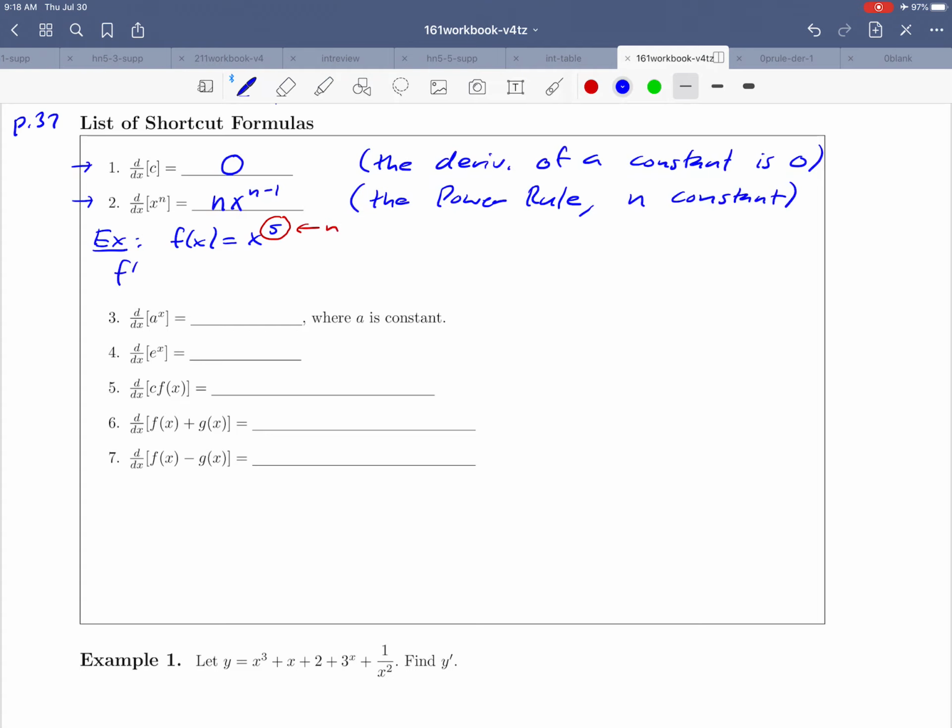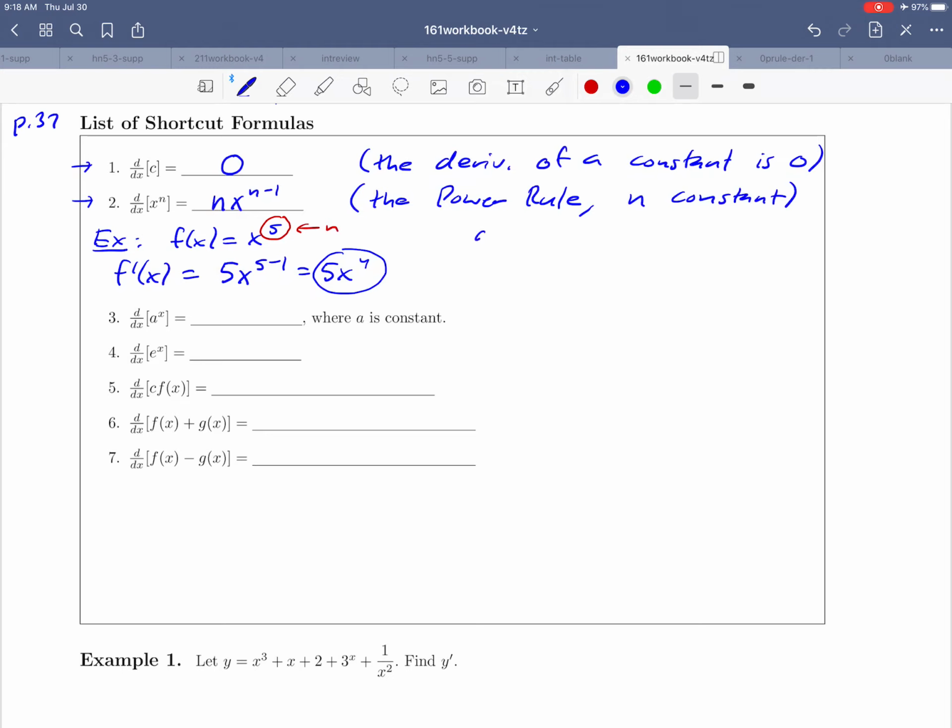And so the derivative is going to be nx to the n minus 1. So that's going to be 5x to the 5 minus 1. Okay, since n is 5. And simplify that, you get 5x to the 4th. There's the derivative of x to the 5th. Okay, notice we didn't have to write a whole lot. That was pretty easy to do.